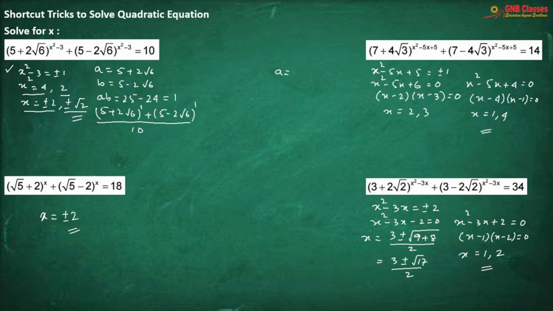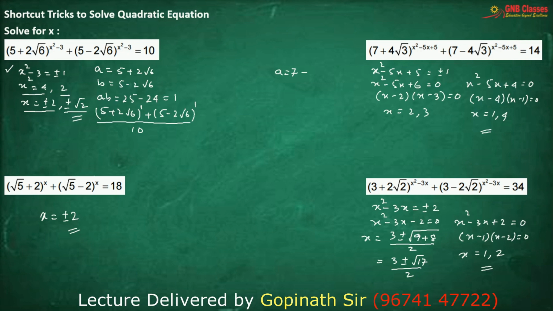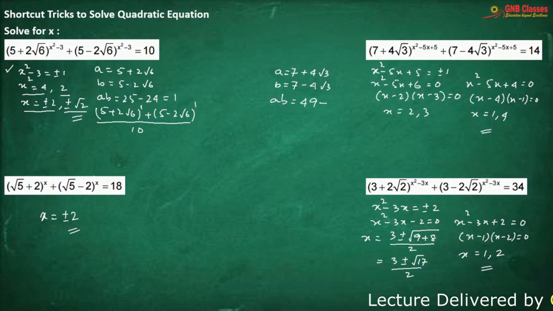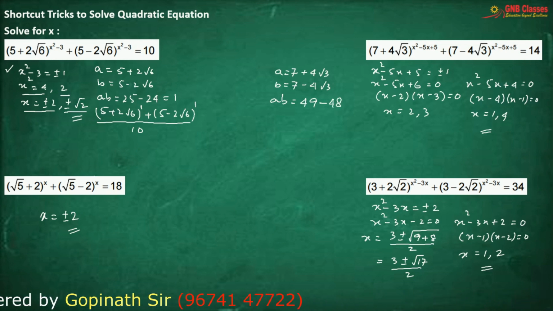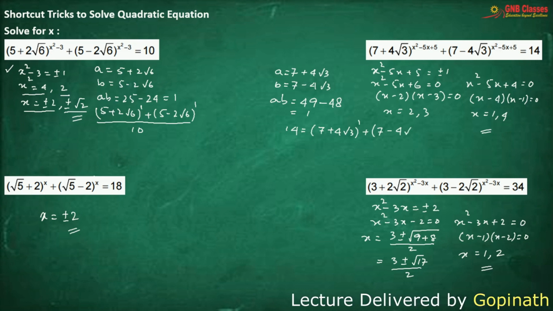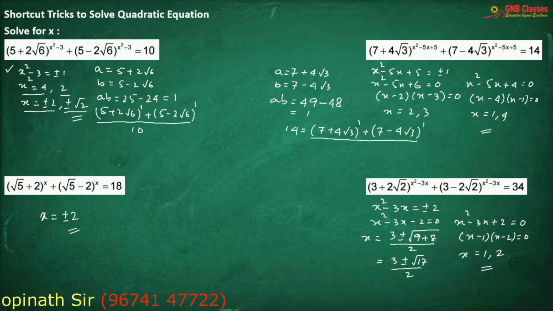In this case again, a is 7 plus 4 root 3 and b is 7 minus 4 root 3. So ab will give you 49 minus 48, which is nothing but 1. Is it clear? Now on the right hand side we are having 14. So 14 can be written as (7 plus 4 root 3) whole to the power 1 plus (7 minus 4 root 3) whole to the power 1. If I open the bracket, we are going to get 14, right? This much calculation you have to do only.